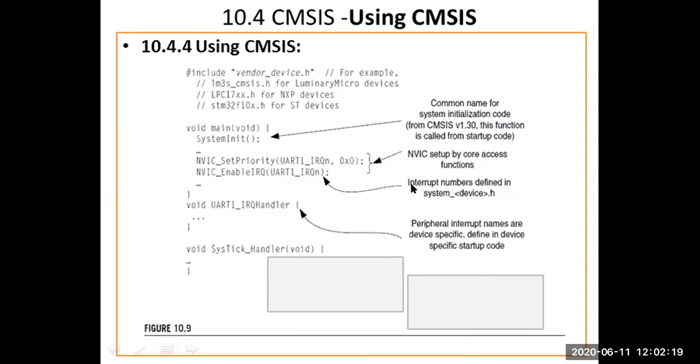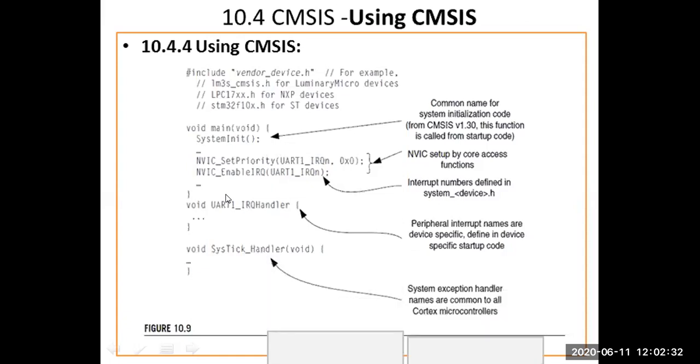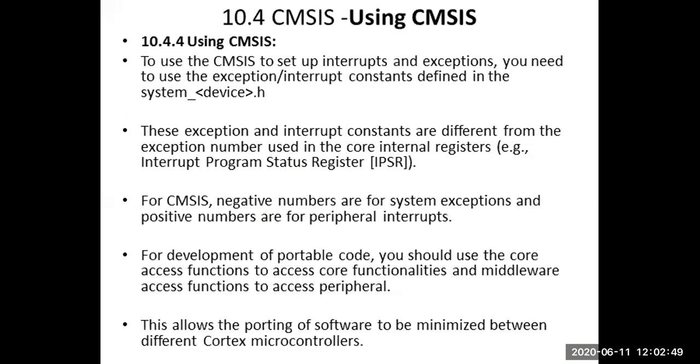Next, the one function which is outside the main function defines peripheral interrupt names, or device specific stuff. That is with respect to interrupt handling and exception handling. The program contains system initialization, NVIC setup, how to access interrupt handling, and handling system exceptions. Using CMSIS, we'll continue.